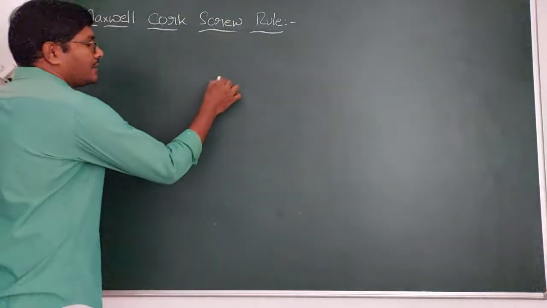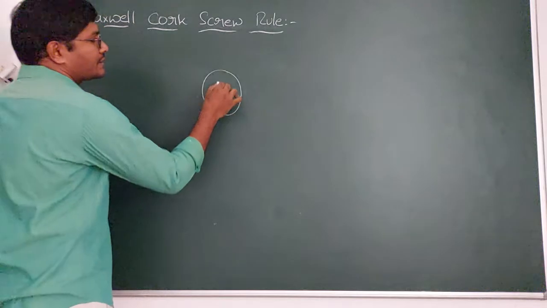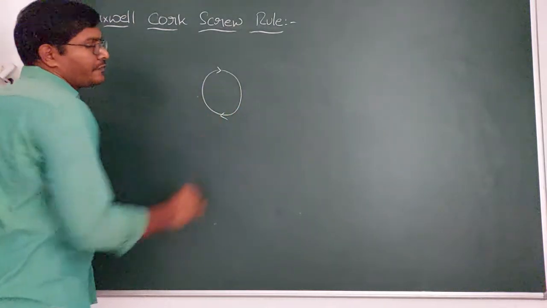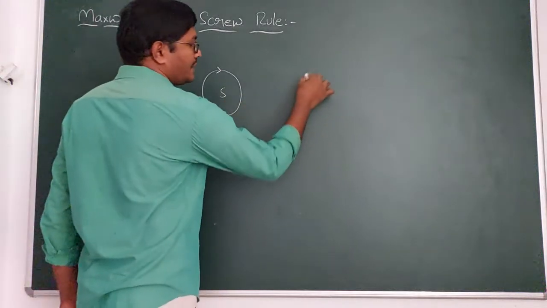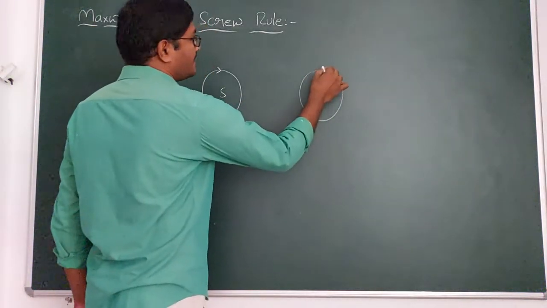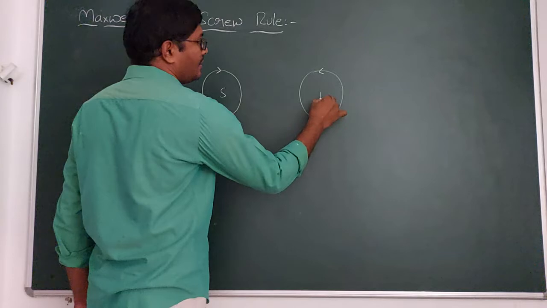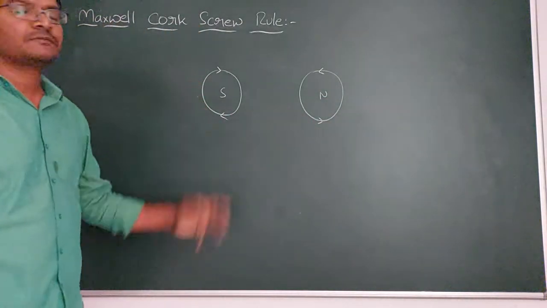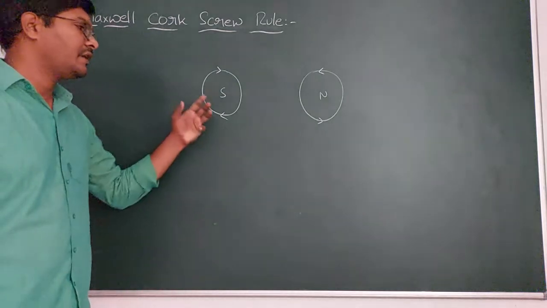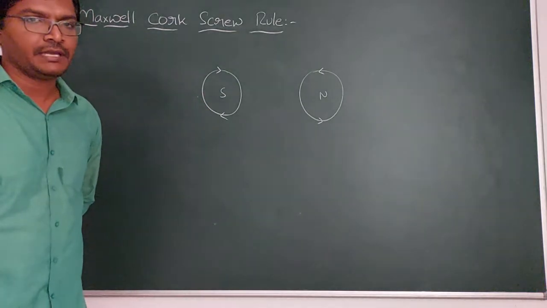In a circular coil, using the right hand thumb rule, if the direction of the current is clockwise, then the face of the coil is a south pole, and if the direction of current is anti-clockwise, then the face of the coil appears as a north pole. Now, by using the Maxwell corkscrew rule also, we can find out the direction of the magnetic field here.